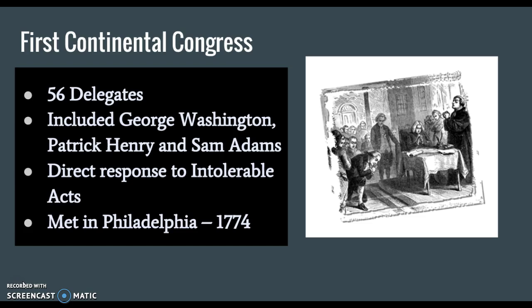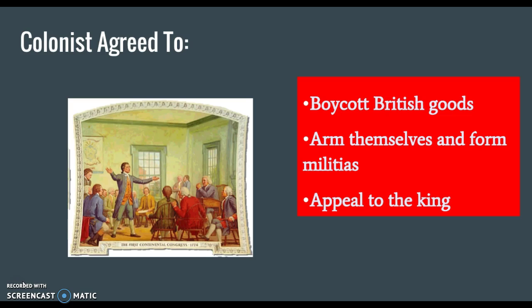56 colonial leaders, including George Washington, Patrick Henry, and Samuel Adams, decided to figure out what course of action to take after the Intolerable Acts were passed. They met in Philadelphia in 1774 and became known as the First Continental Congress. The First Continental Congress agreed to the following measures to let Great Britain know they meant business. They boycotted British goods, they armed themselves, they formed trained militias, and they appealed directly to King George III.